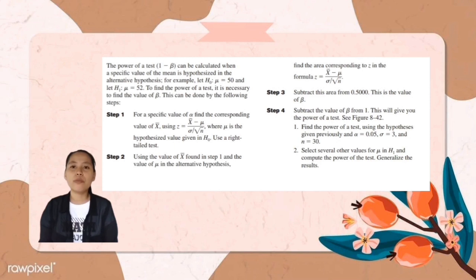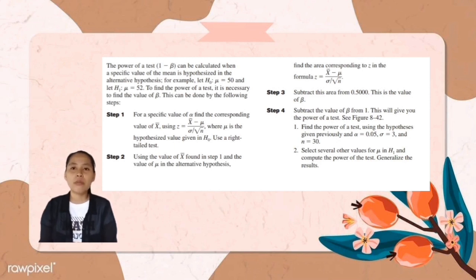Step 1. For a specific value of alpha, find the corresponding value of a sample mean using z is equal to x bar minus mu over the population standard deviation over the square root of n, where mu is the hypothesized value given in the null hypothesis. Use a right-tailed test. Step 2. Using the value of the sample mean found in step 1 and the value of mu in the alternative hypothesis, find the area corresponding to z in the formula z is equal to x bar minus mu over the population standard deviation over the square root of n.